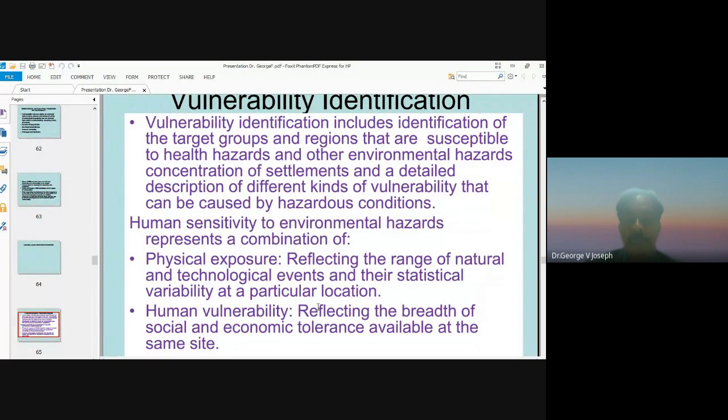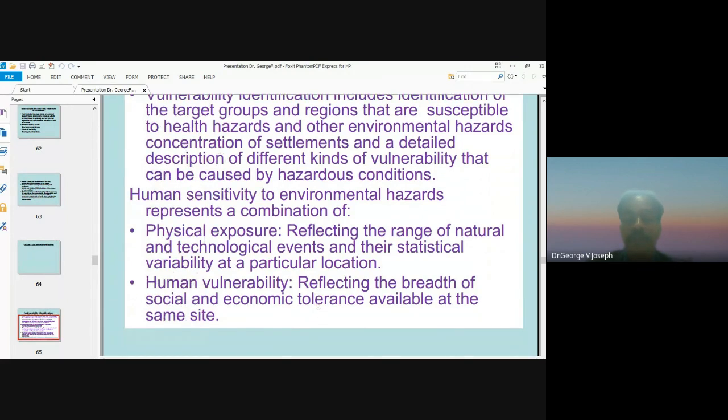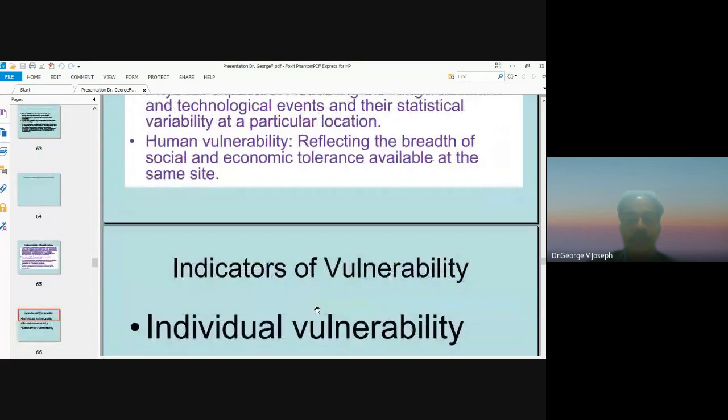Then human vulnerability, reflecting the breadth of social and economic tolerance available at the same site. So are the people having these coping capabilities? Are they patient with this? Are they able to manage with their social network, kinships, or community support systems? Those are also to be looked at. Physical exposure and human vulnerability also need to be looked at. So these are the two major issues.